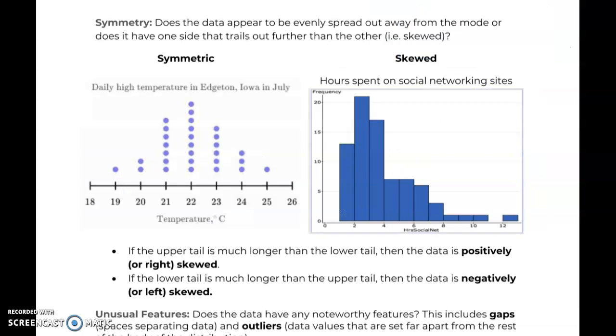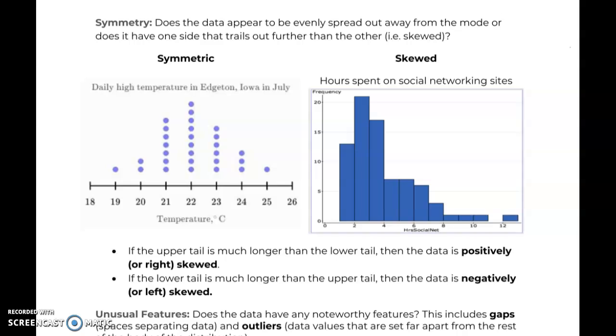The next thing we look at is the symmetry. Does the data appear to be evenly spread out away from the mode, or does it have one side that trails out? So over here, it looks like our dot plot is symmetric. It's approximately mound-shaped and unimodal. And so that's a very, very common distribution. We'll get that many times.